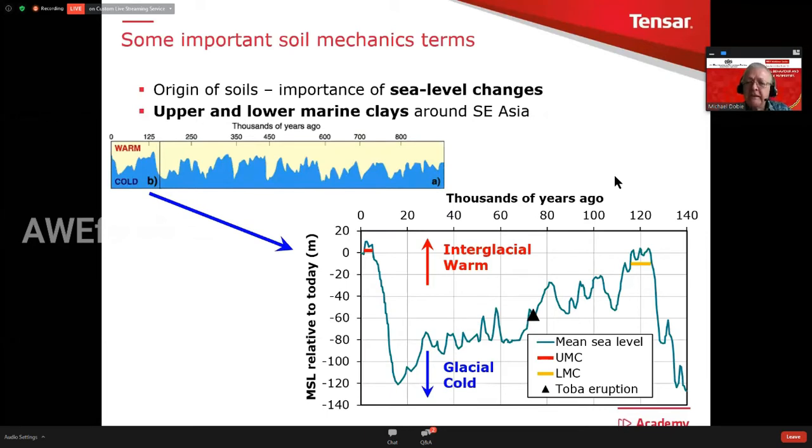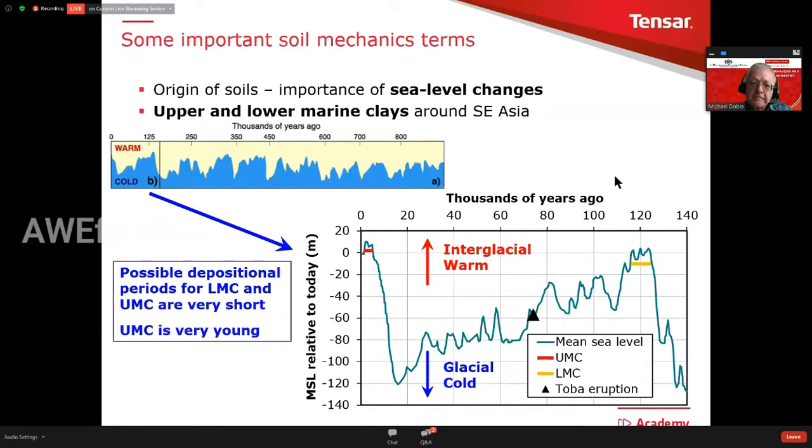And in fact, the only possible times when they could have been deposited are indicated by the yellow and red bars, which you can see up and around about the sea level. So that is the point in time when they could have been deposited. What this also means is that the upper marine clay, indicated by the red line, deposit is very young.